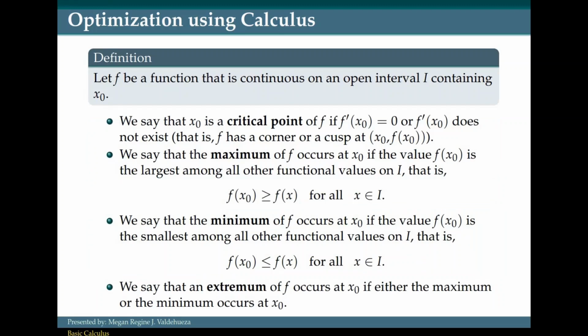Let us first go with the definition. Let f be a function that is continuous on an open interval I containing x sub 0. So we say that x sub 0 is a critical point of the function f if the derivative at x sub 0 is equal to 0, or the derivative at x sub 0 does not exist, that is, f has a corner or a cusp at x sub 0, f of x sub 0.